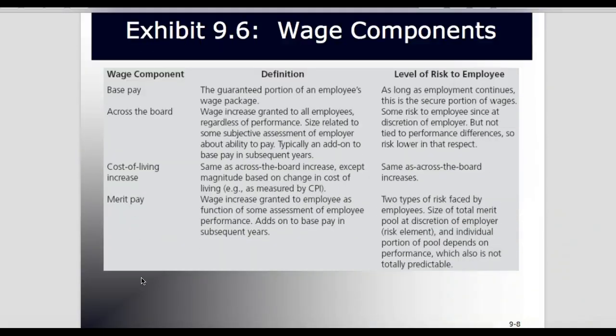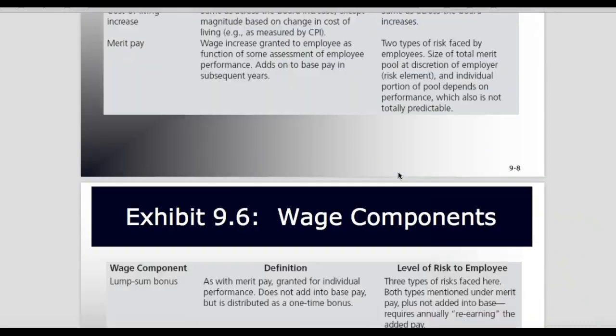Now with regard to the first two, we're looking at wage components: base pay, across the board, cost of living, and merit pay. So these are 4 different ways that people receive compensation in terms of what they do. So base pay, meaning the pay that you get, is one type of pay. Across the board pay, everybody gets pay. Cost of living increase, everybody gets 2 or 3%. Merit pay is a bonus.